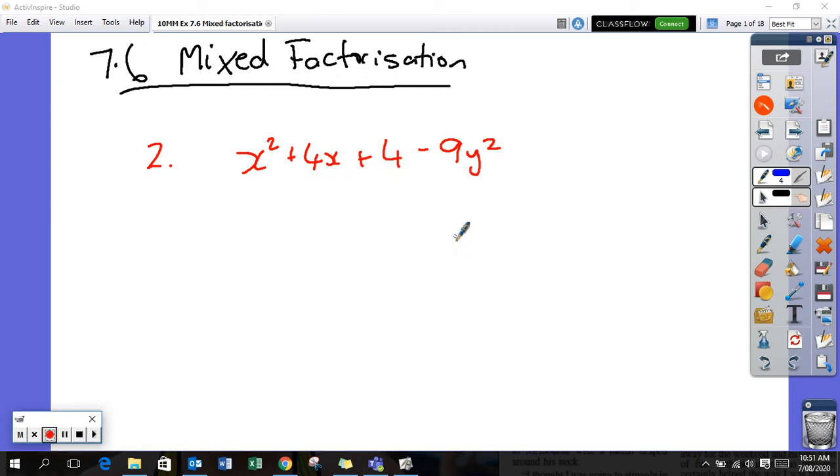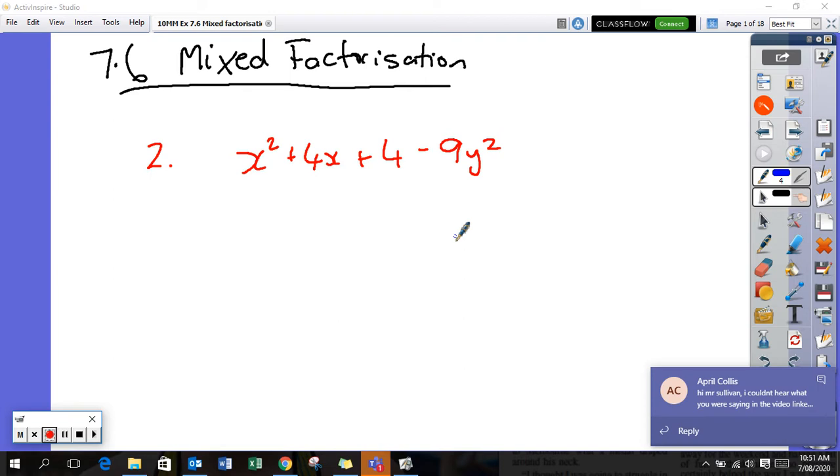Okay, so what we're doing today is mixed factorisation 7.6. There's no examples in the book because the examples are in the previous parts of the book, but you are going to be doing exercise 7.6 and all the odd numbered questions. What I'm going to do here is do all the even numbered questions as examples. If you're really confident and you want to save time, you can go straight to the book and start working through the questions.